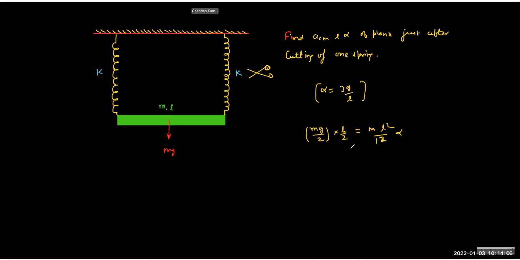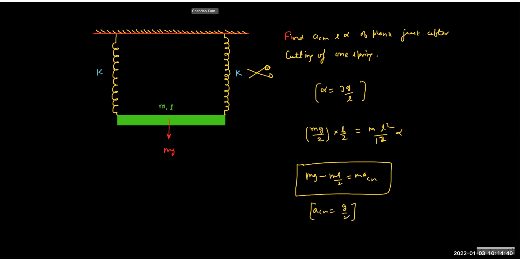So alpha is 3g by 2L. And for the center of mass, it's mg minus kx, which is mg by 2, equals ma. For the obvious reason, because the spring force is still mg by 2, because once you cut it, the spring force cannot change its value instantaneously. It will take some time. So the answer is g by 2. So now you have the alpha and you have the ACM.